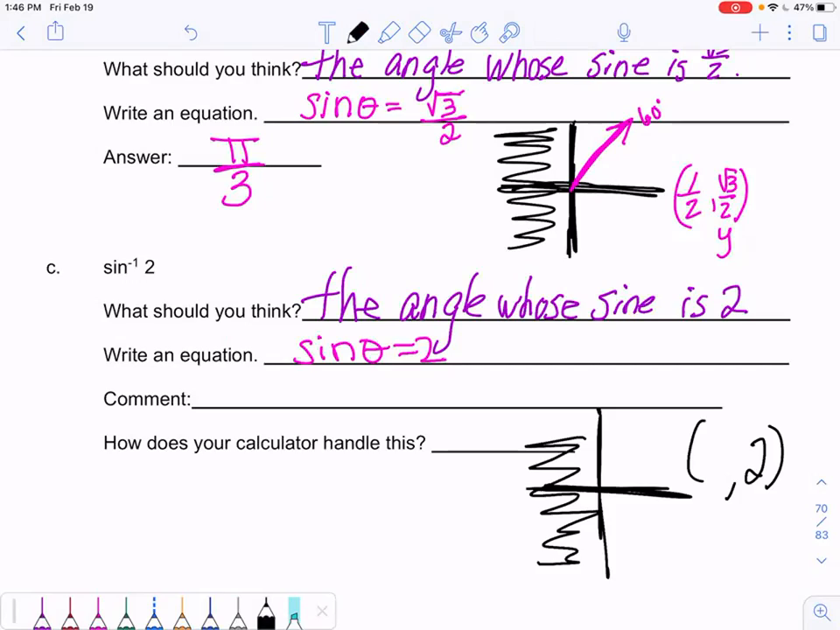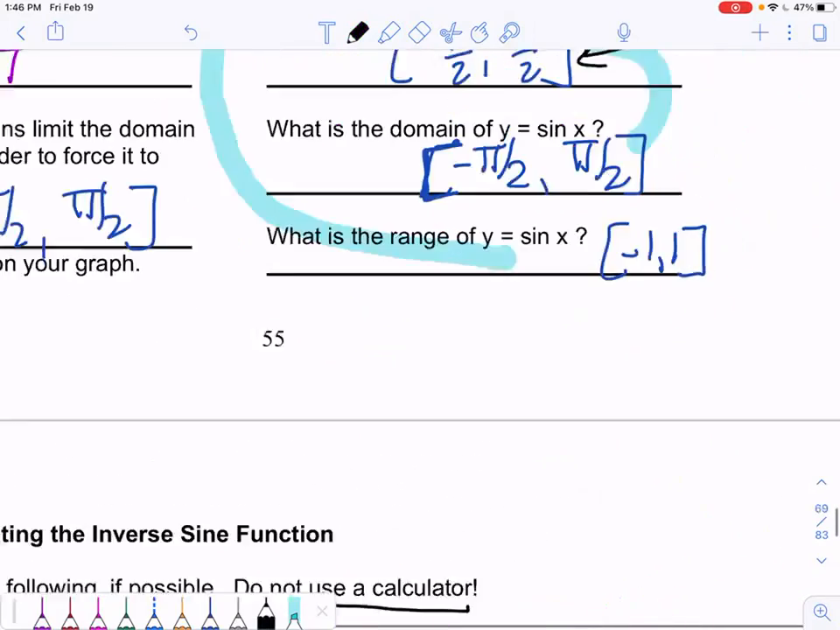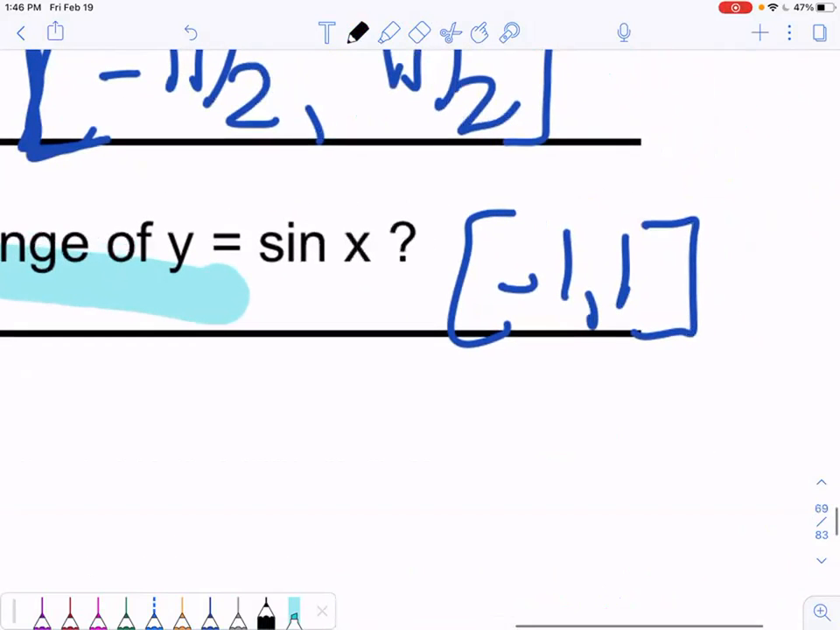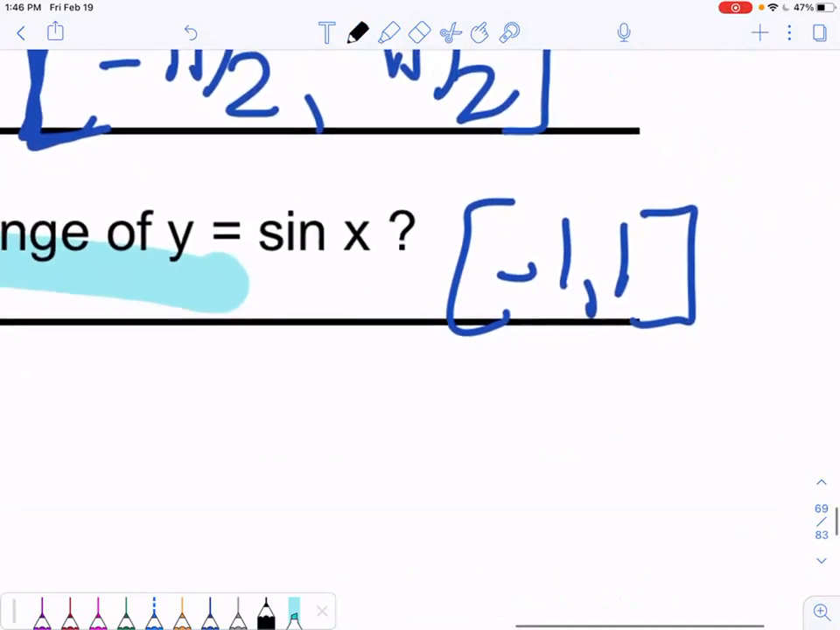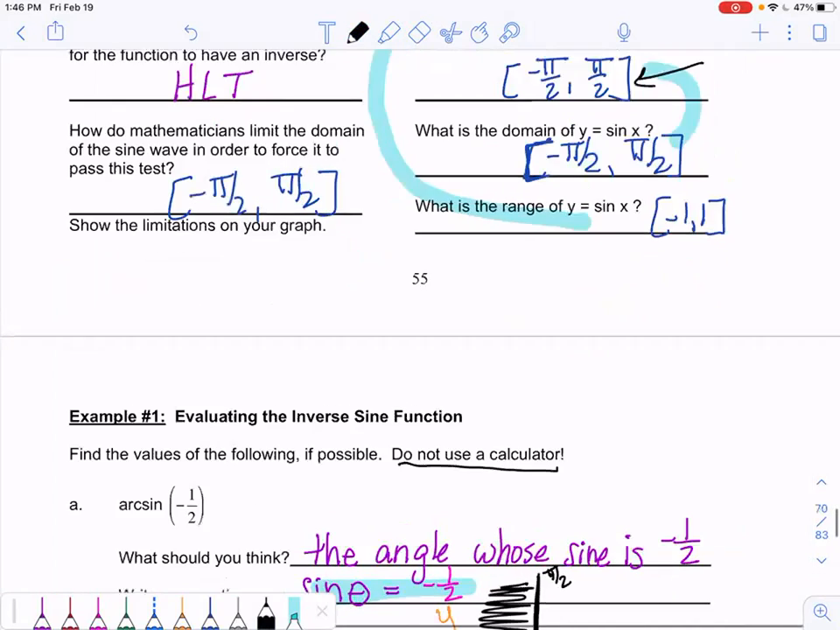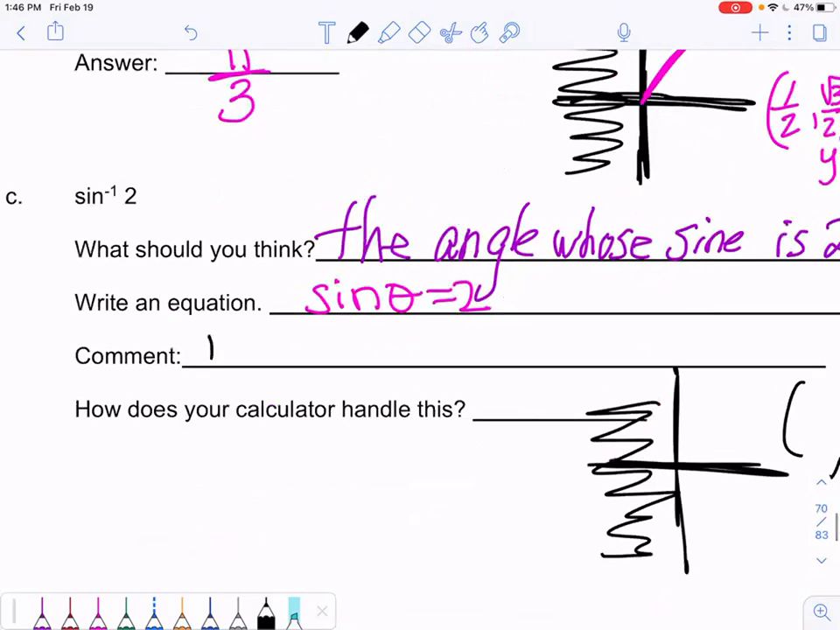No. Because the range of sine goes from -1 to +1. When you graph sine, the highest point is at 1, the lowest point is at -1. So can you find a sine value that's equal to 2? No. So my little comment here, the range is -1 to +1. So this is undefined.